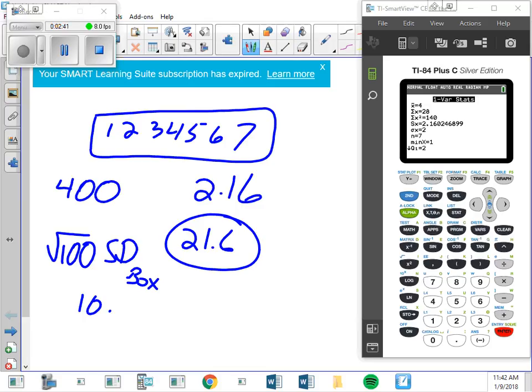Suppose you had to guess what the sum was going to be. What would you guess? 400. How much would you expect to be off by? 20. Okay, 400 is the best option, but we'll probably be off by around 20.